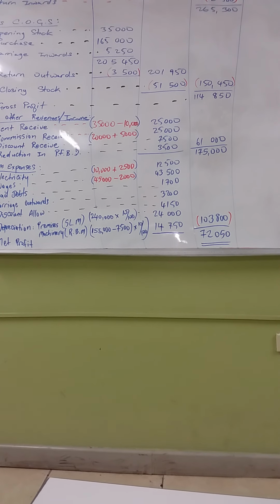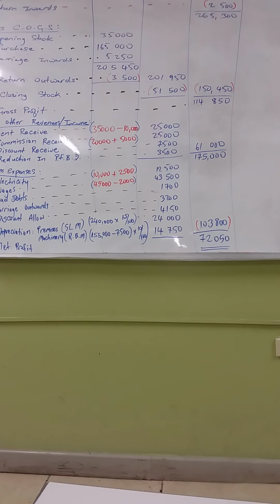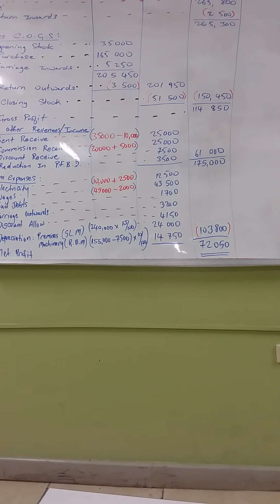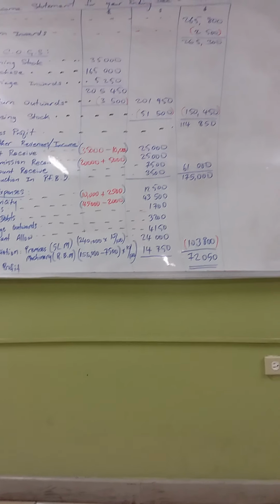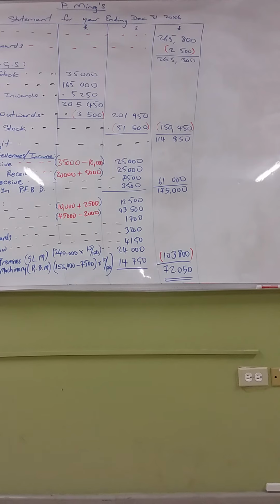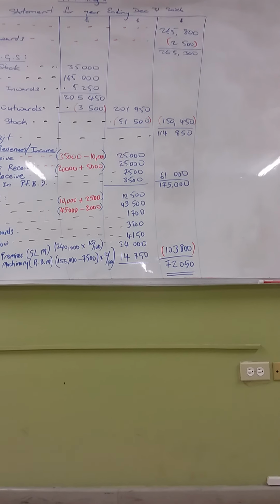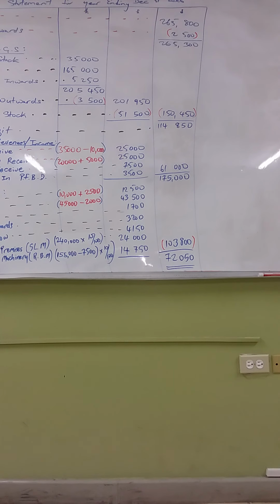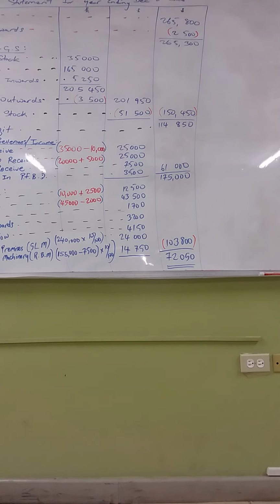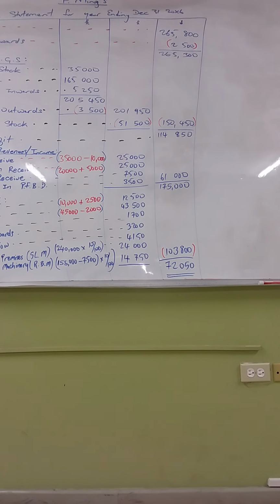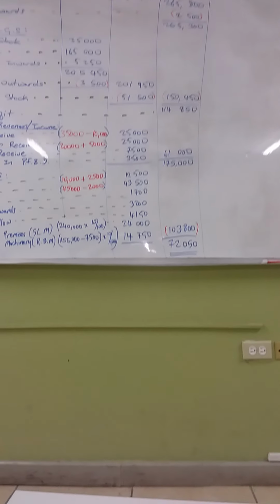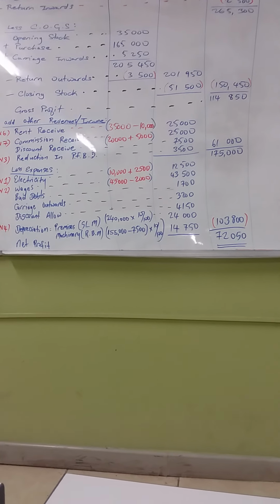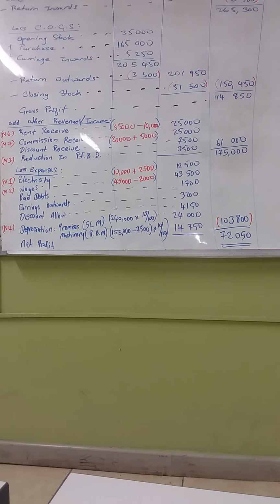That 150,450 is known as your cost of goods sold, which was previously identified in our lecture video. It is then subtracted from your net sales. Your net sales as it relates to this question was 265,300, so you minus that 150,450 from it. When you do, you get 114,850. That 114,850 represents your gross profit.